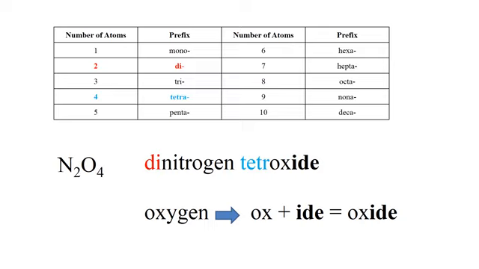Since there are two nitrogen atoms, the first name is dinitrogen. For the second name, you must change the ending of the element's name to the suffix "ide". In this case, oxygen becomes oxide. Since there are four oxygen atoms, the second name is tetroxide. The letter A of the prefix tetra is dropped because the name of the element oxygen starts with O.